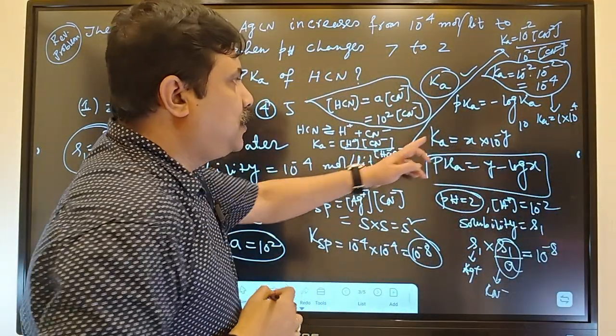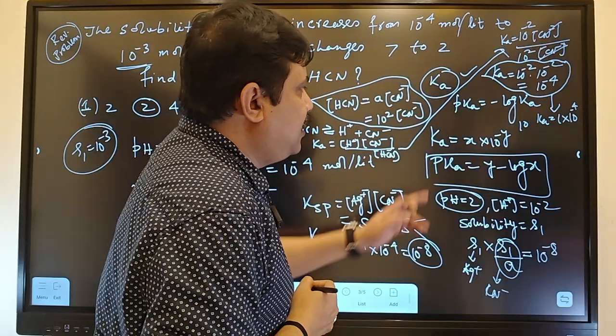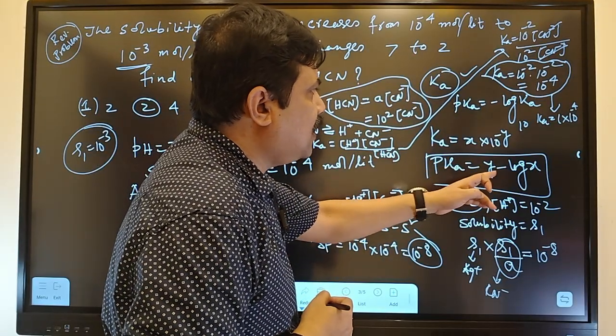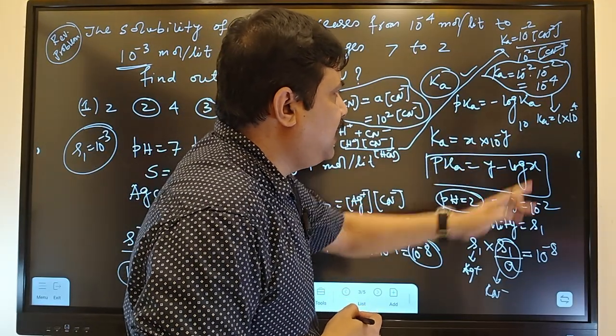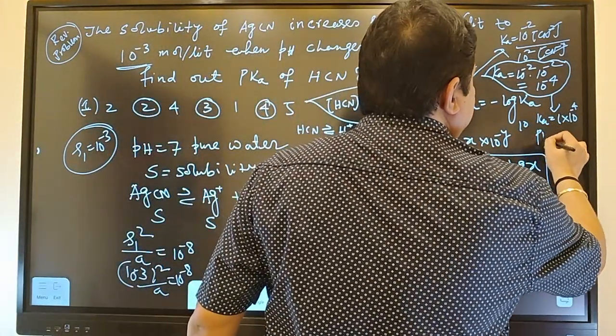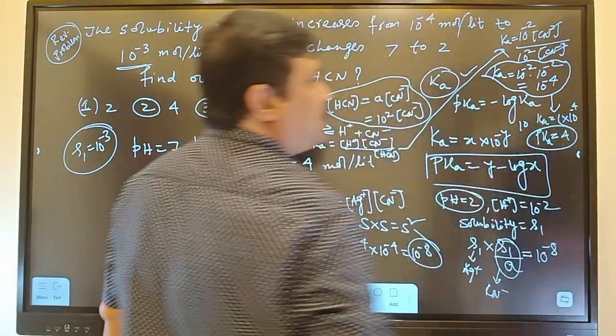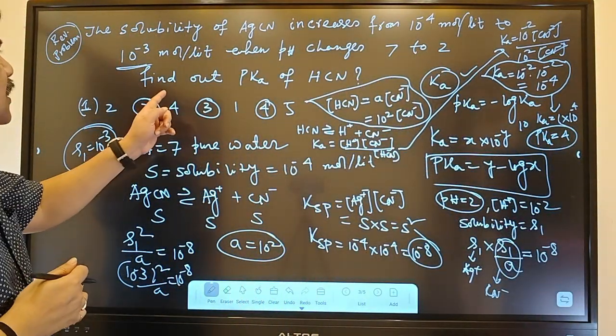And I told you, if you are able to write K as x into 10 power of minus y, then pK will be equal to y minus log x. That means 4 minus log 1. Log 1 value is 0. So that's why your pK will be equal to nothing but how much? 4.